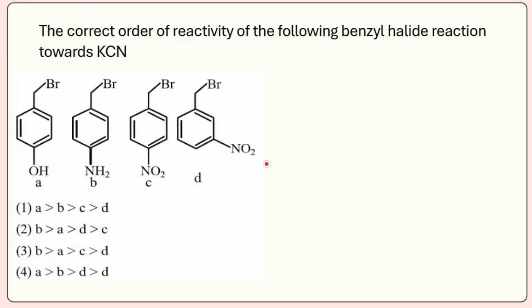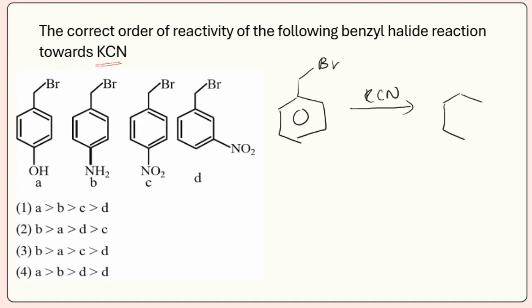The next question is from haloalkanes and haloarenes. You have to arrange the order of reactivity of the given benzyl halide compounds towards potassium cyanide. First, let's see what is the reaction of benzyl halide, that is benzyl bromide, towards potassium cyanide. Here it will undergo simple nucleophilic substitution reaction. So what is the nucleophile here? Cyanide. It will substitute the bromide ion. So bromide is a very good leaving group. So you are going to get a cyanide over here. Don't forget that there is one more carbon here. Okay. So you are going to get a product like this.